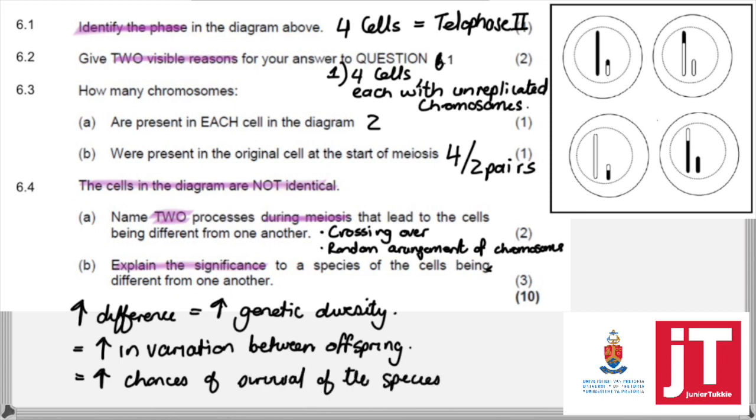We must remember the question asks us for the significance to a species, so in our answer we have to refer to species. This is going to increase the chance of survival of the species, because it would be able to endure whatever environmental changes may be impacting on the species' ability to survive. So with genetic diversity, we have a greater chance that some individuals in that species will be able to survive the changes that they are being exposed to.